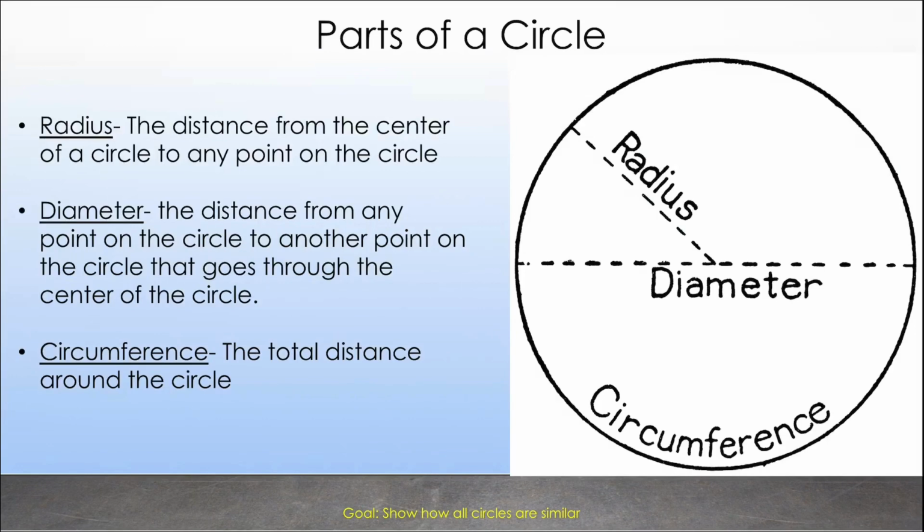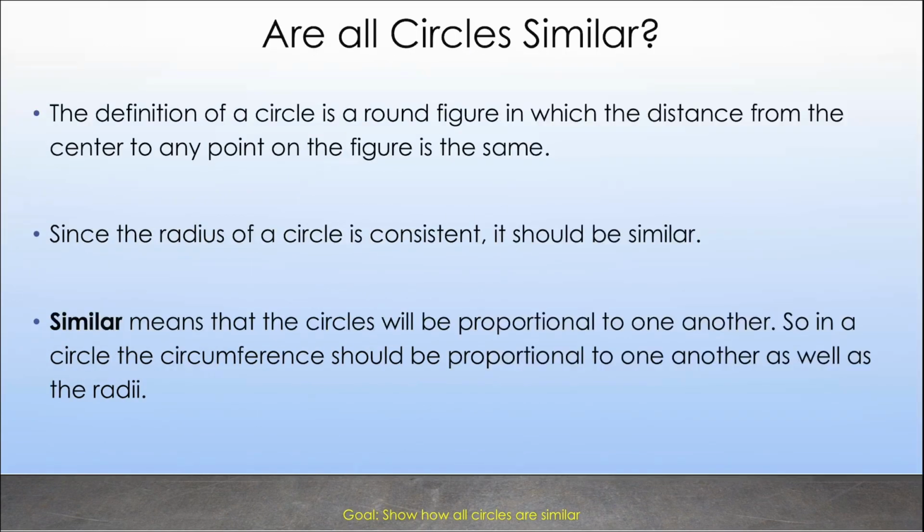Okay, the parts of our circles are the radius, the distance from the center to any point on the circle. A diameter is the distance from any point on the circle to another point that goes through the center. So there's the key point. Circumference is the total distance around the circle. We can think of this kind of as the perimeter.